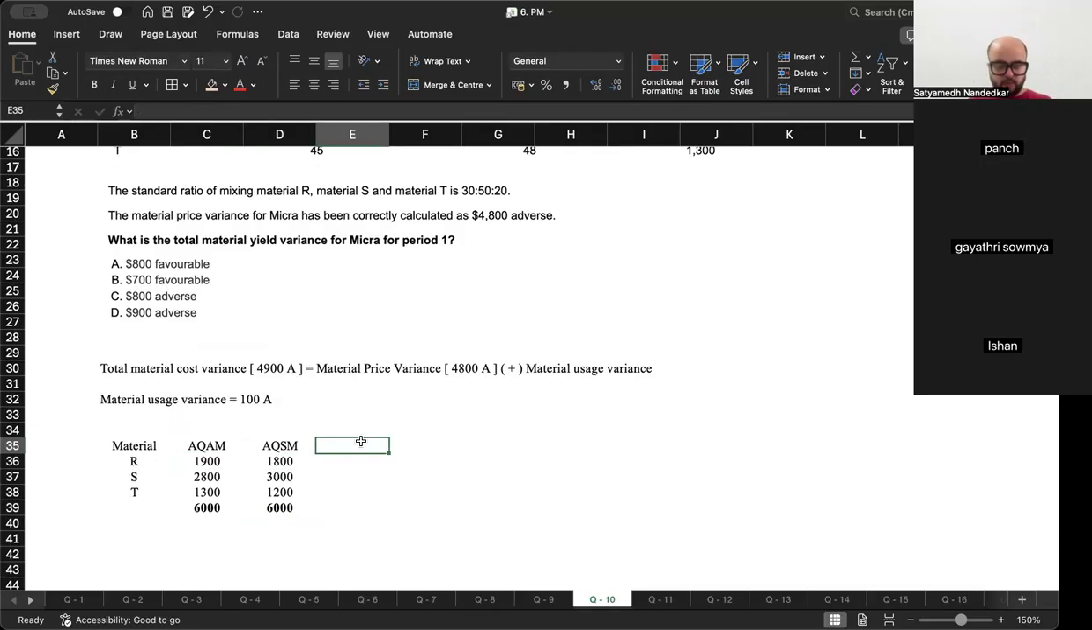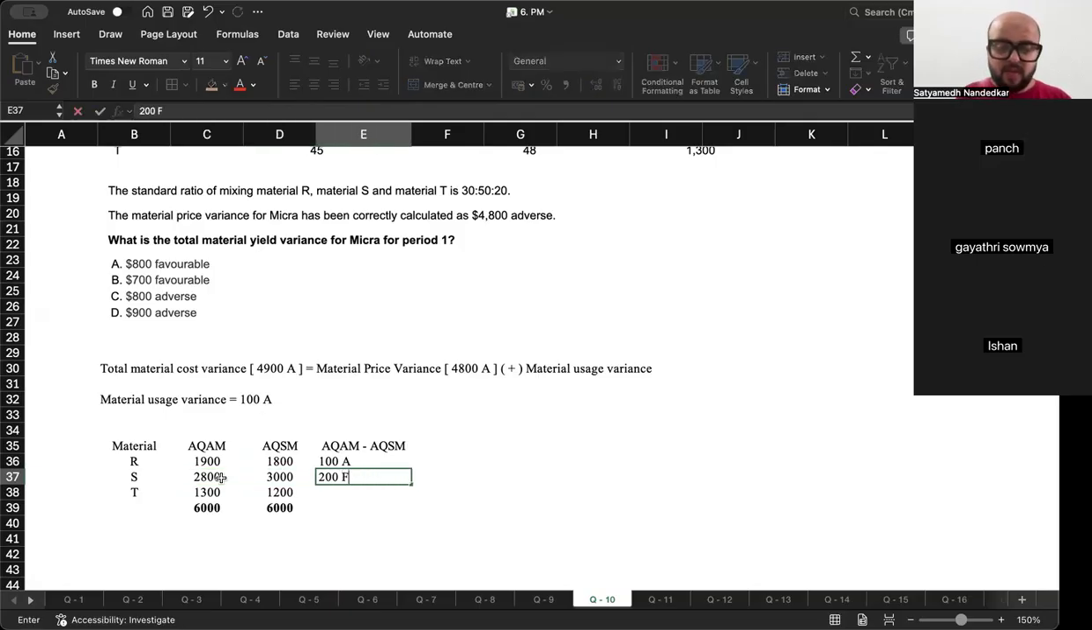Okay, so AQAM minus AQSM. How much you should have used and how much did you use? You were supposed to use 1800, you used 1900. There is an adverse variance of 100. You were supposed to use 3000, you ended up using 2800. There is a favorable variance of 200. You used less. You were supposed to use 1200, you used more than that. This is an adverse variance of 100.